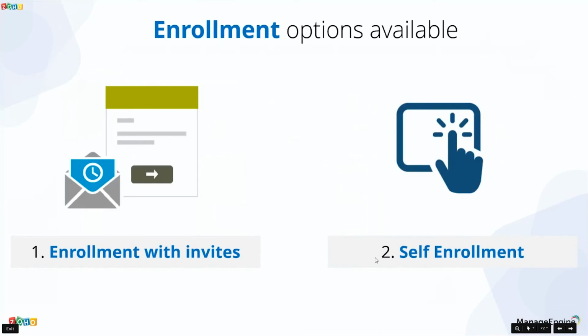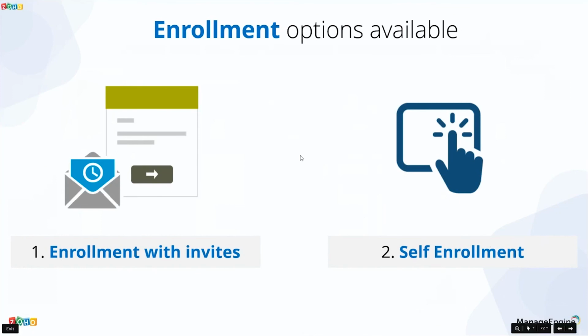For devices that are already in use, you can go with two processes. One is sending an email or SMS invite, where users click on the invite, accept it, enter the OTP, and register the phone. If not self-enrollment, they can do self-registration, where you share a common URL across all the users through which they can register the devices themselves. Let me show you one by one.